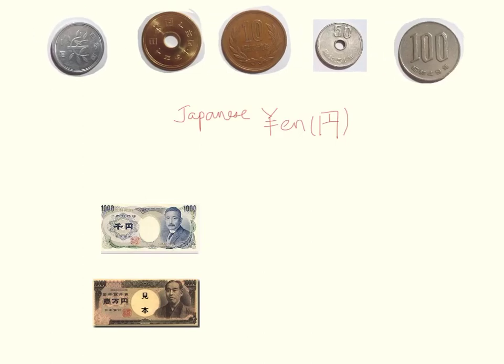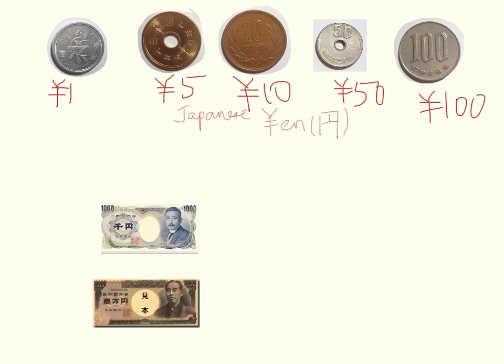Alright, now here are some of the notes and some of the coins in Japanese yen currency. These are the coins here. These are all lined up in order of value. So starting here, this one here is 1 yen. That could be the equivalent in your mind, if you want, of 1 cent. The next one here is 5 yen, and there's 10 yen, 50 yen, and 100 yen. Okay, so they're the coins.